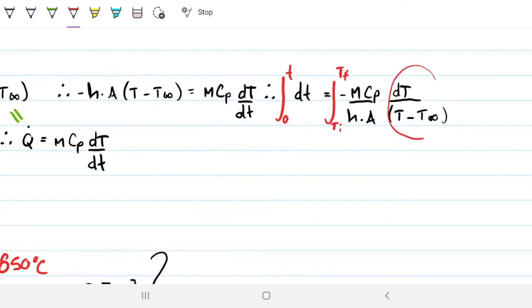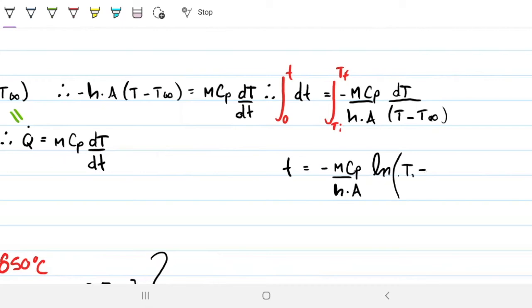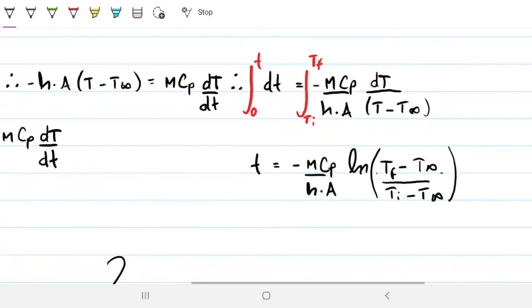This integration here you can do by substitution. It's very straightforward. It's going to be the natural log of the substitution. And this integration renders the time will be equal to, all of this is not dependent on time, so you can leave the integral. So it will be equal to minus C sub P H A natural log of T final minus T infinity divided by T initial minus T infinity. Okay, and this is how we get to this point.